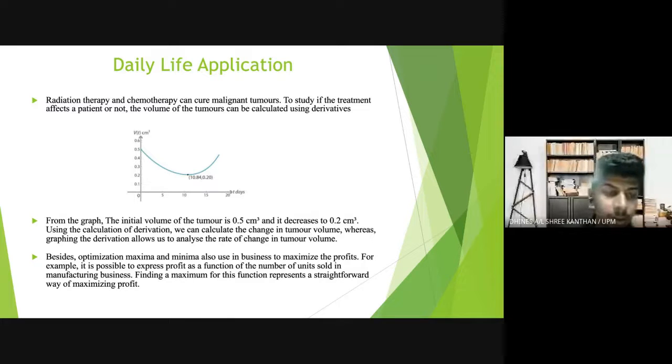Besides that, optimization of maxima and minima is also used in business operations to maximize profits. So for example, we can express it to find a profit in the number of units.